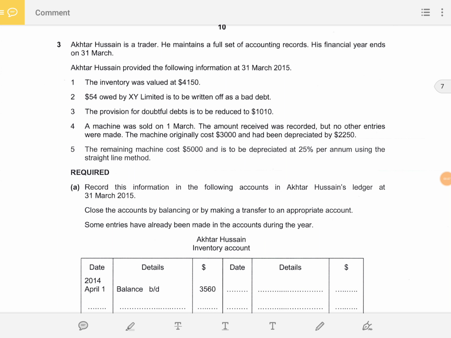Hello, today I'm going to discuss paper 22 of May-June 2015, number 3.